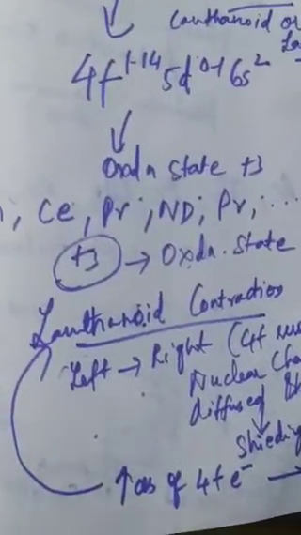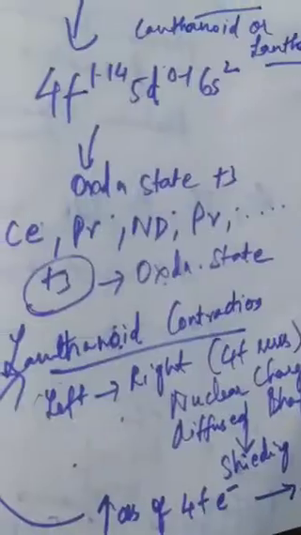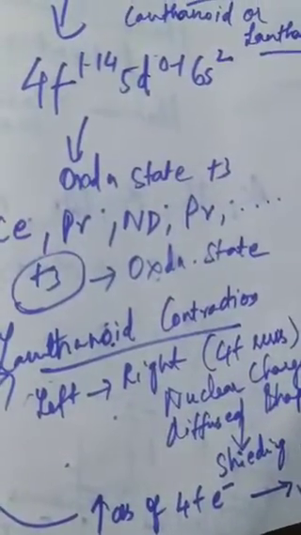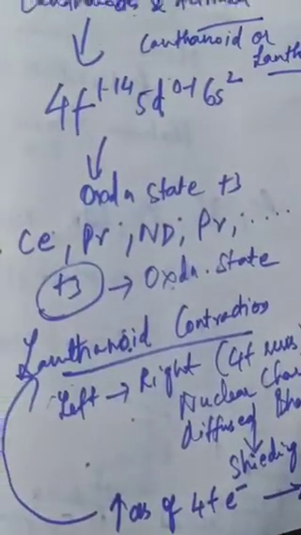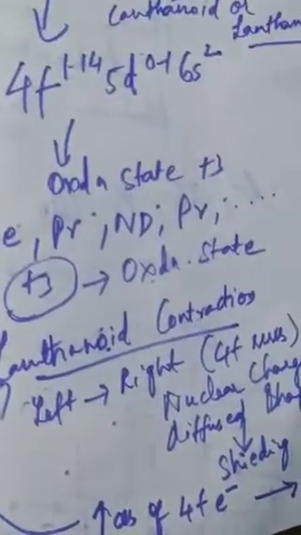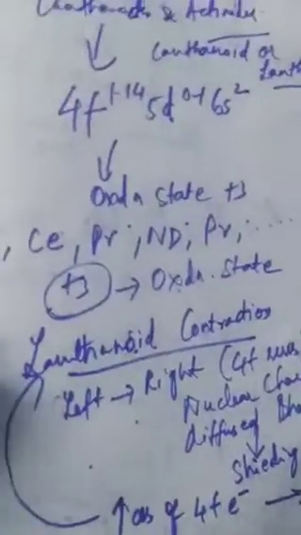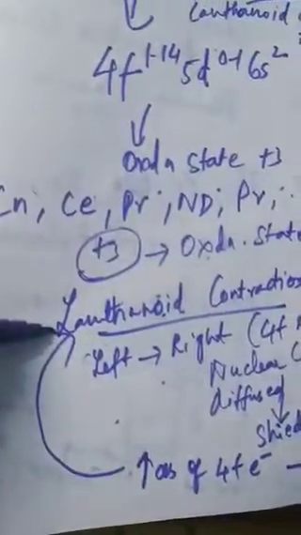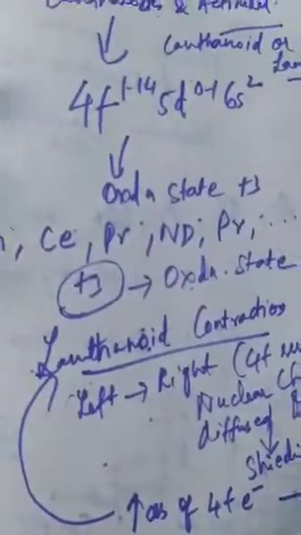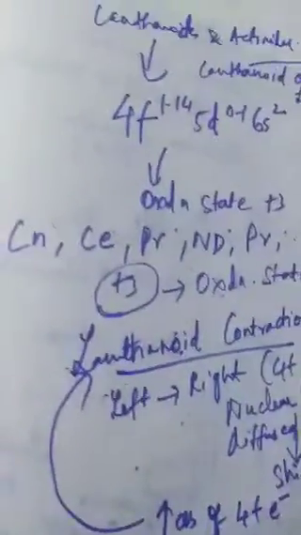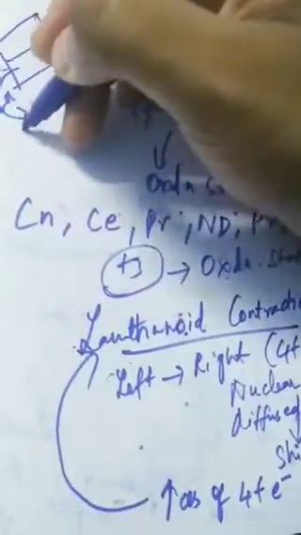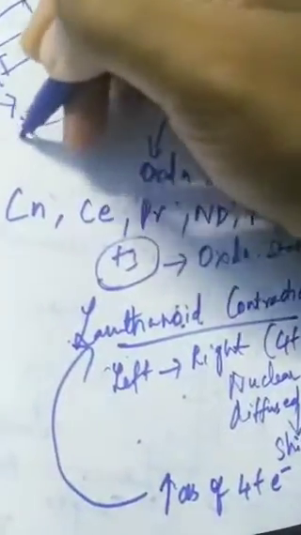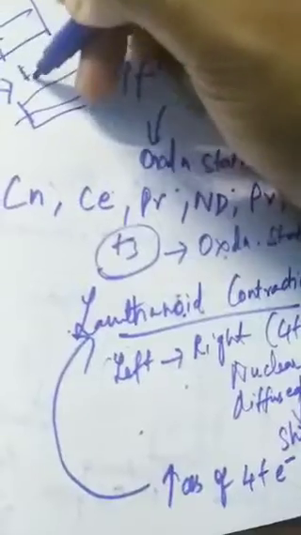Then the next important property of lanthanides is lanthanide contraction. That is why it is called lanthanide contraction. If you consider an element, for example, lanthanum is in the D block. It is extracted from the D block to produce its own F block elements.